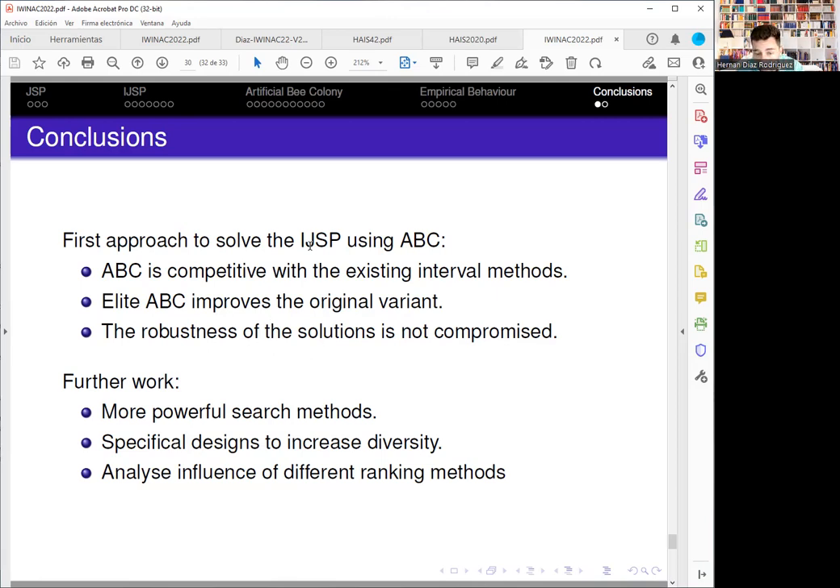As further work, we want to implement more powerful search methods, as I said before, such as local search, hill climbing, taboo search, with which we are already having good results because we are working on it. We want to include some designs to increase the diversity even more in the algorithm. And we want to analyze the influence of different ranking methods that take into account different properties of the intervals and see how these interval ranking methods have an effect on the final results of the algorithms.